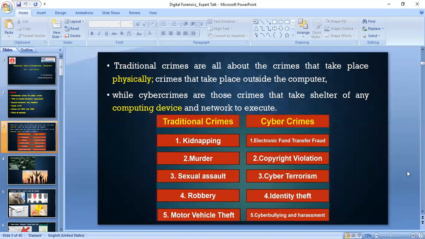These are the crimes which are under the category of traditional ones. On the other hand, as the name indicates, there is cyber crime. We know that cyber is regarding computers, and whenever we use the word digital, computer or cyber, the internet plays an important role, because without the internet you and I would not be able to perform such types of crimes, right?